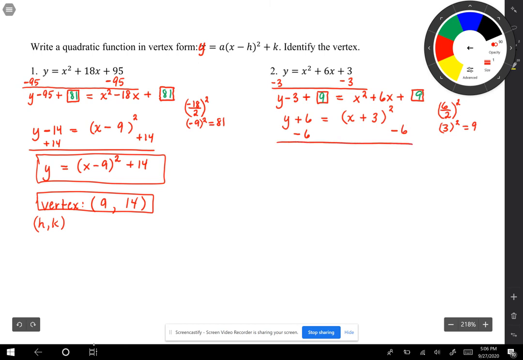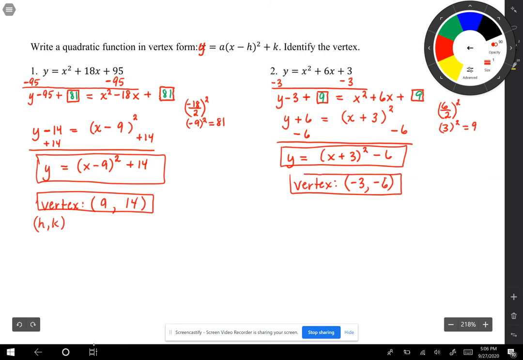The more you do something, the better you become at it in anything you do. Part 1, done. Vertex, opposite of positive 3 is negative 3, but keep k. Just got to get it through your head. You got to keep k, but make h opposite.